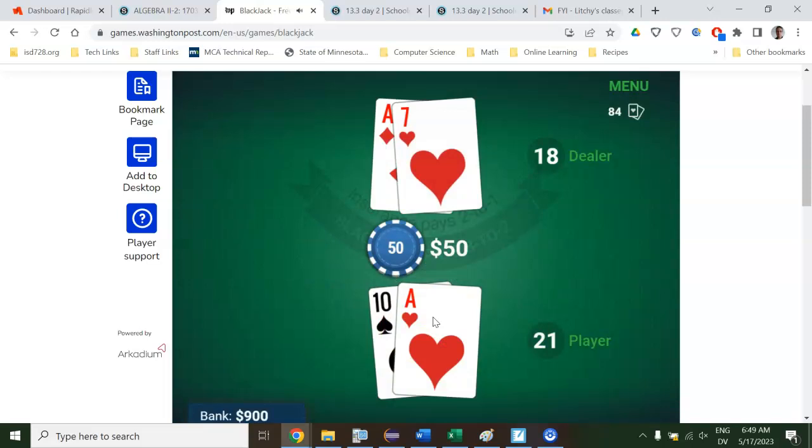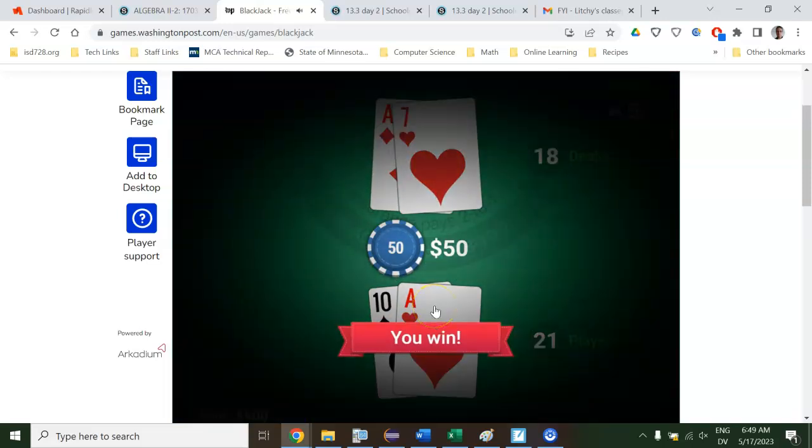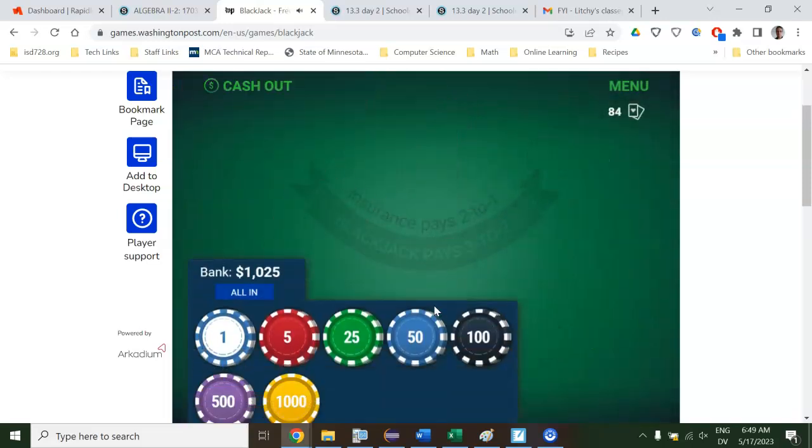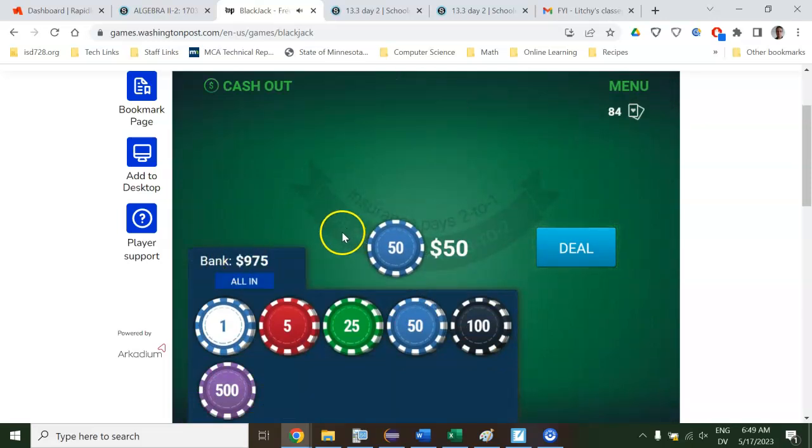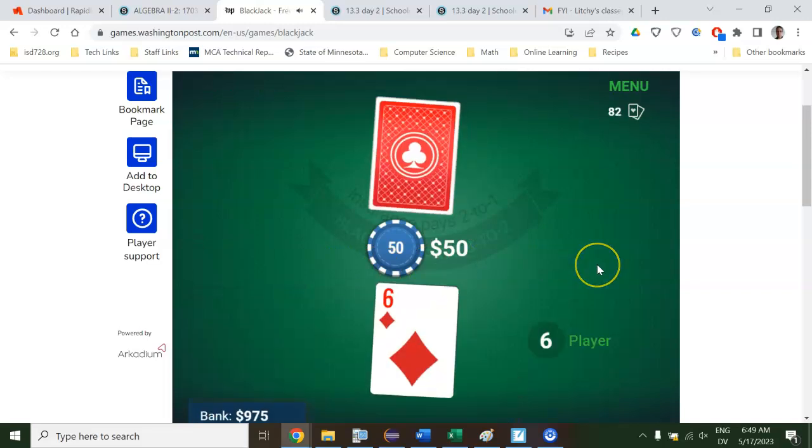So I win automatically. You actually win extra money on blackjack. It's kind of hard to see there, but I actually won $75 because you win 1.5 times your bet if you get a blackjack. So that's the best deal, is to win right away like that. All right, so we can keep playing.